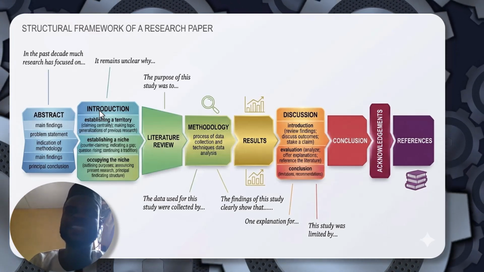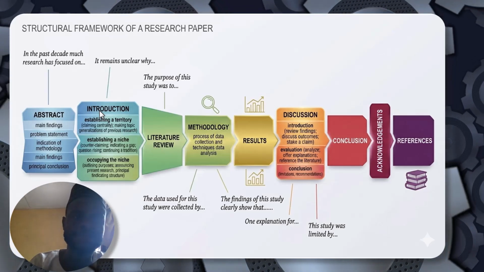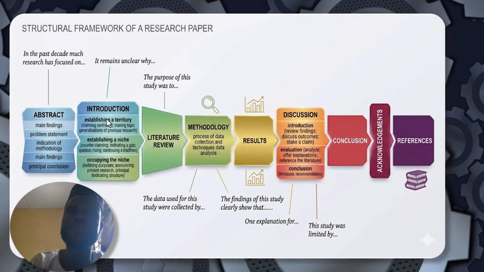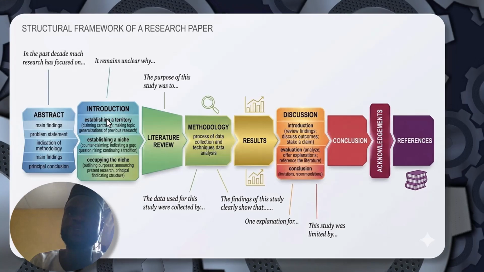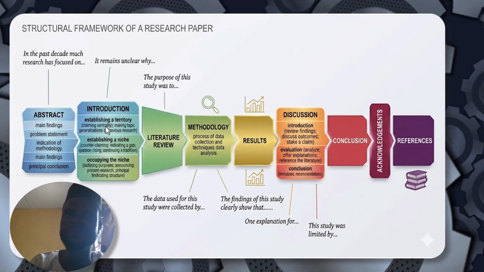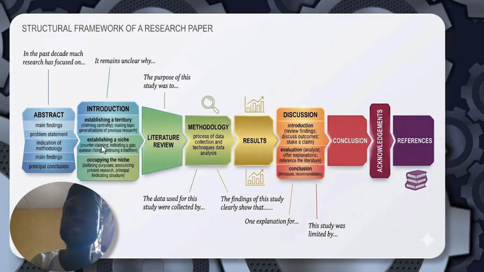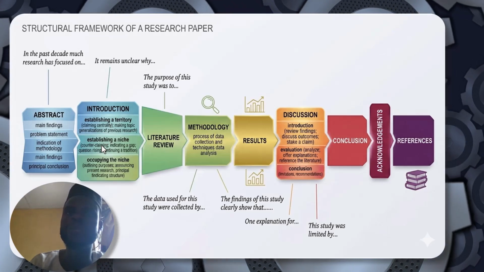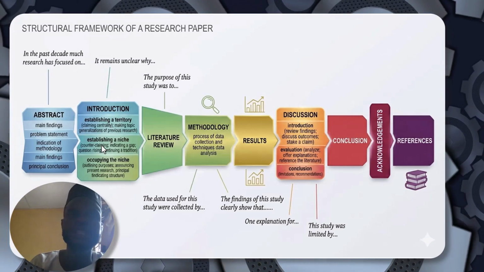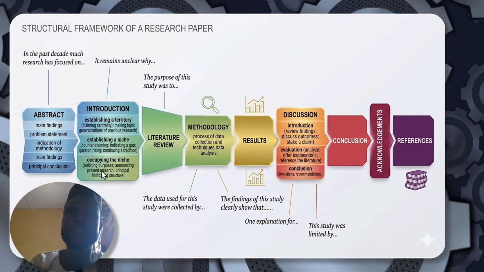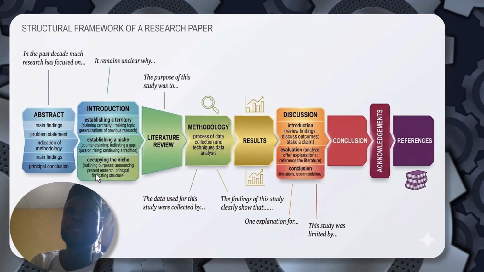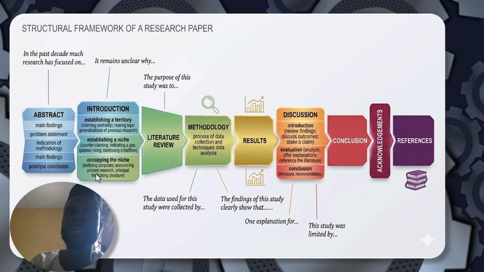First, it establishes the territory. This means discussing the general field and what previous studies have already shown. Second, it establishes the niche. This means identifying a gap, problem, contradiction, or unanswered question in existing research. Third, it occupies the niche. This is where you explain your own study, your objectives, and how your research will address the problem.